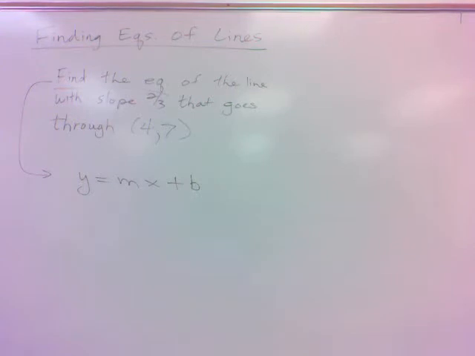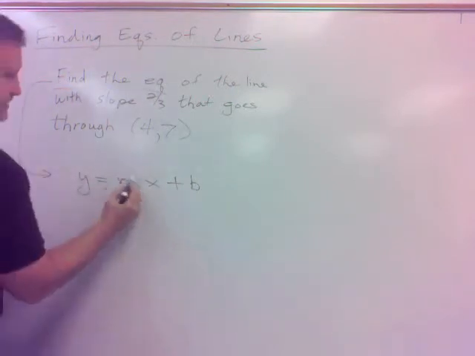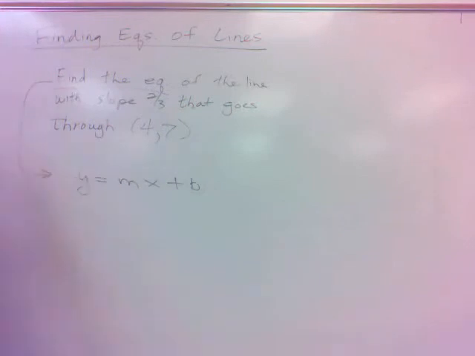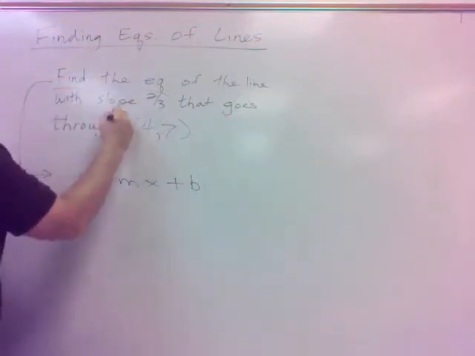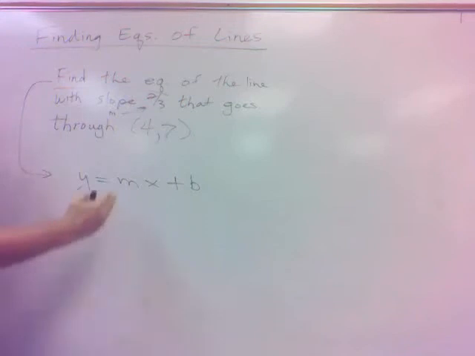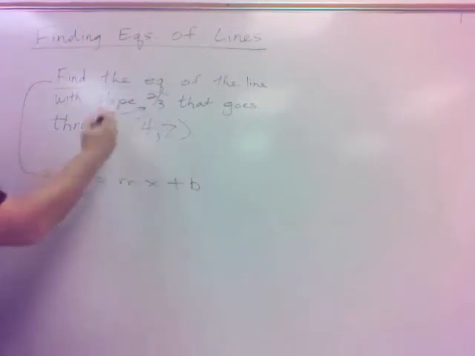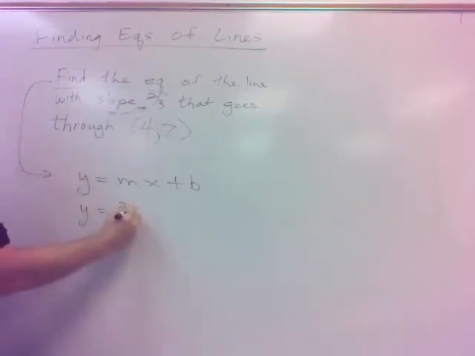Okay? Now, to get that equation, I need to know two things. I need to know the m, and I need to know the b. Now, it just so happens in this case, I'm in good shape, at least half of it anyway. Which of these do I have, m and b? I have m, don't I? I have the slope. M is the slope. I've got the m already supplied for me. M is 2/3. So let's write that in.